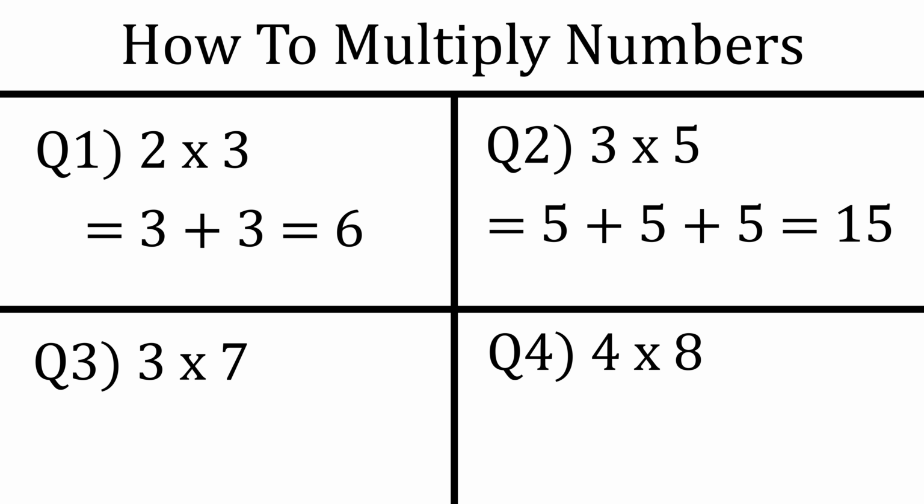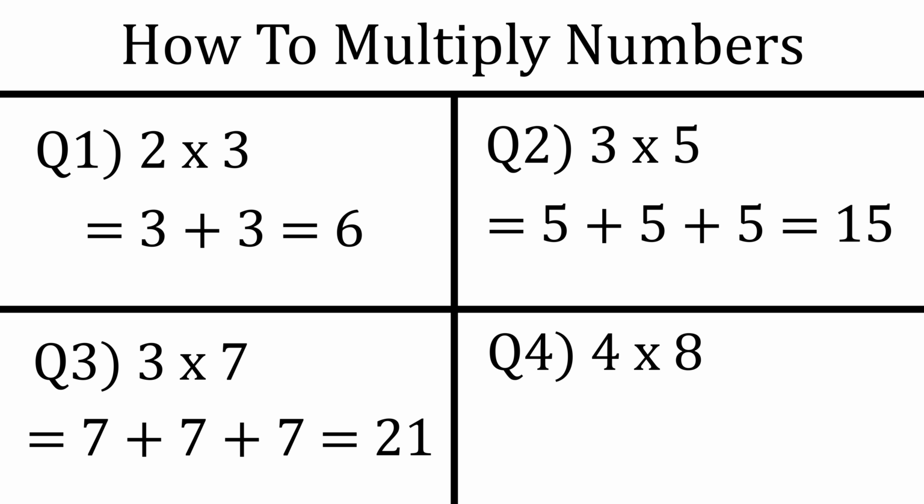Next up for question number 3, we have 3 times 7. Again, I'll give you a second if you want to pause the video, give it a go yourself. Assuming you've had a chance to tackle question number 3, we need to think of it just like each question before. So there's going to be 3 lots of 7. That's going to be 7 plus 7 plus 7, and that's going to be equal to 21.